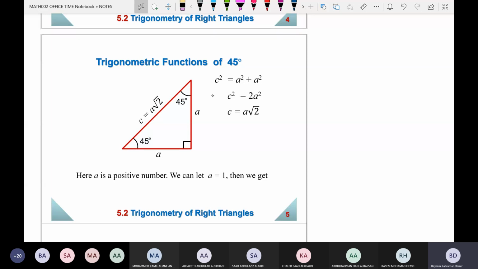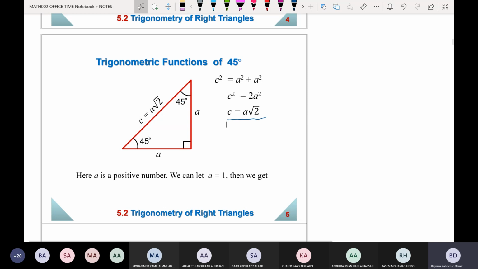So of course A is a positive number, whatever A is, the length of each side of the right triangle here. And if you know the A and A here, these sides, then we can calculate the hypotenuse of the right triangle. So c squared is equal to a squared plus a squared, because we have the same sides. So you will see c is equal to a times root 2.